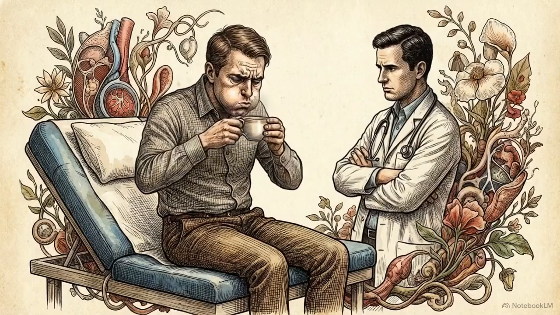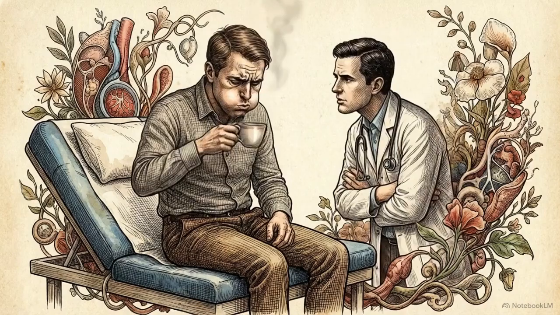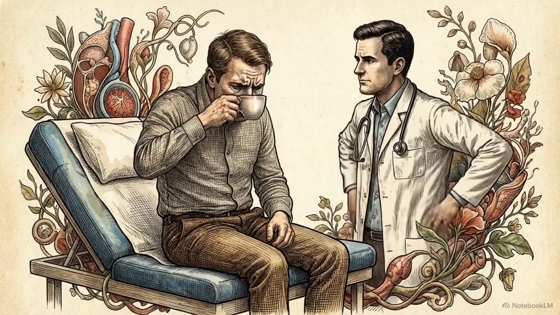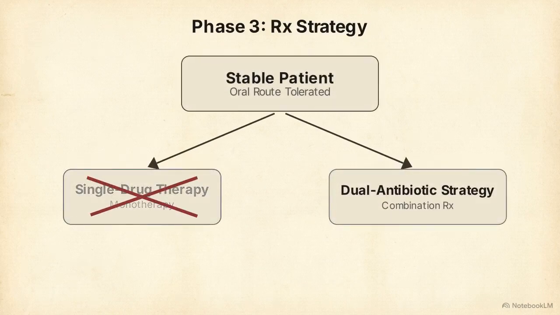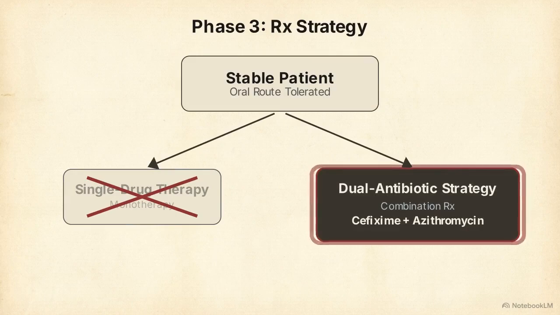The primary decision node relies on the patient's gastric tolerance. Are they stable, and can they tolerate oral medication without vomiting? This decision tree shows that for stable patients, single drug therapy is insufficient. You must initiate a dual antibiotic strategy.